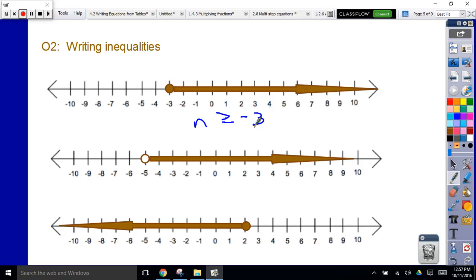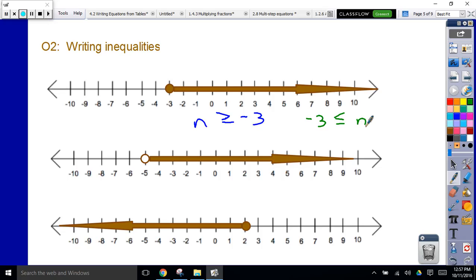Wait, I have a question. Could we do it backwards like they did in the other one? Yes, let's actually do that. If we were to write this backwards, what is another way that we could write this, Chloe? -3 is less than or equal to n. You could also write it this way. Either of those ways are correct.